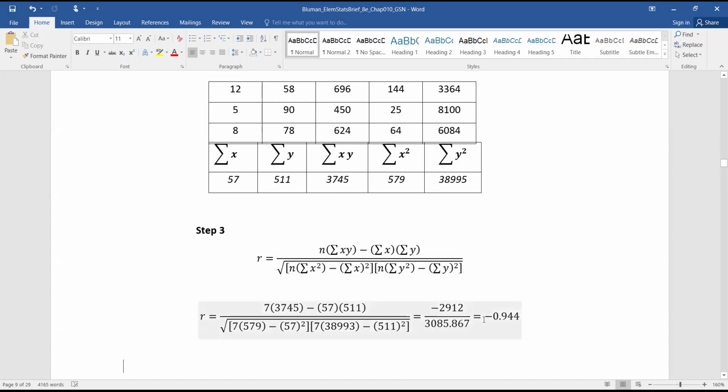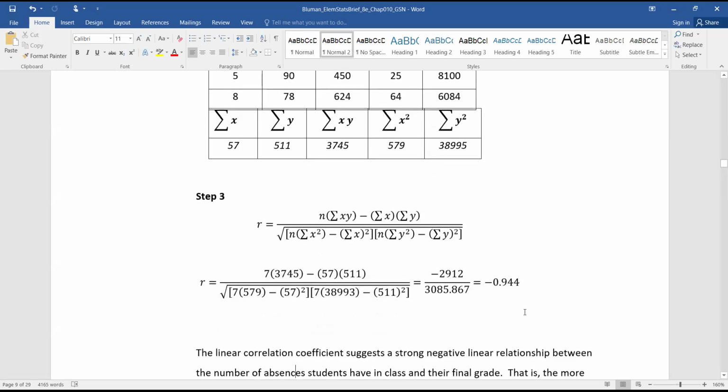And as you can see, this is a negative 0.944. We already knew it was a very strong negative correlation. And because that is so darn close to -1, we could back up our argument that it's definitely a strong negative correlation.